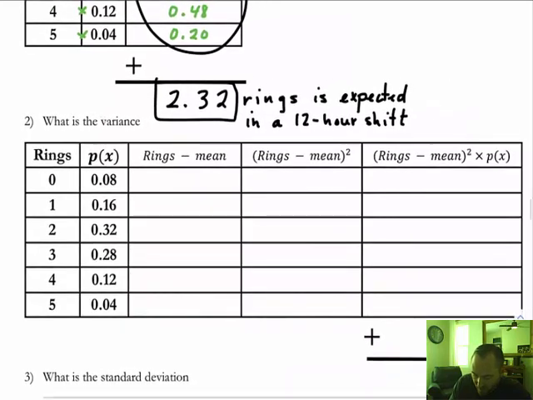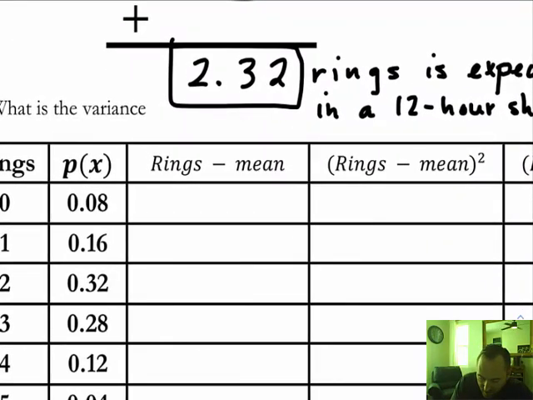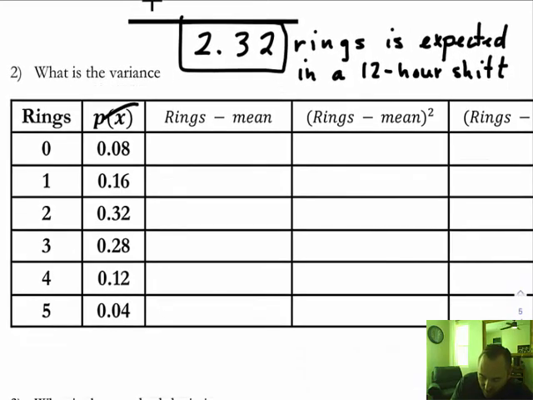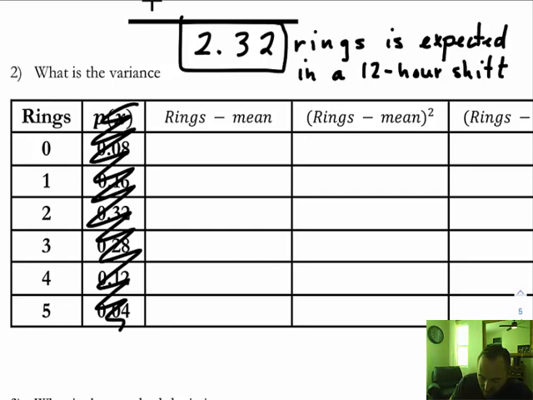So let's go ahead and find the variance. Here's my table method of doing that. What we're going to do first is subtract the mean. I'm going to take the number of rings to subtract the mean here. That's our deviation. Don't pick up the PDX here. We're just going to blank this out for now and not use it. What I want to do is take the number of rings, which is x, and subtract the 2.32.